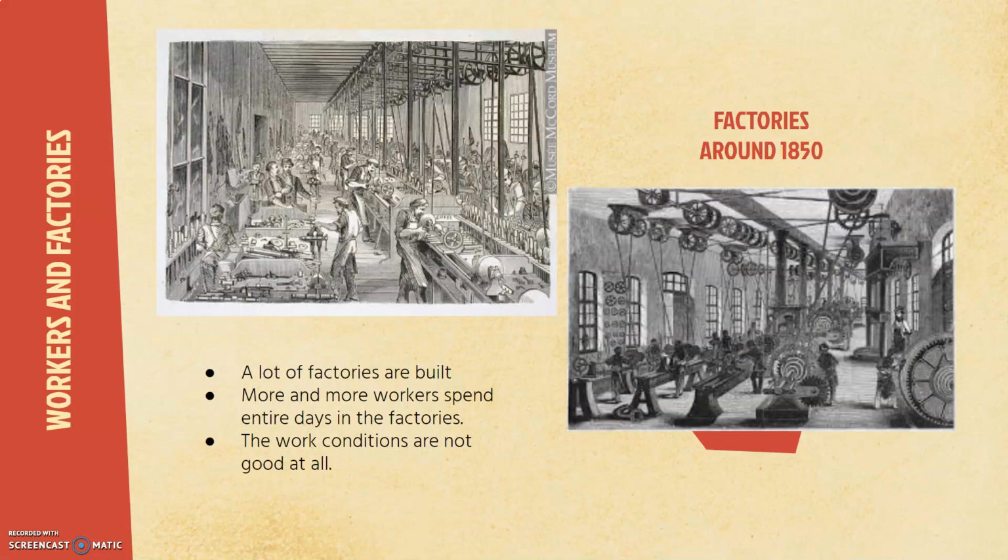So here we have some examples of factories. Here above, you have an example of a factory here. And here you have an example of another factory. Now people work together in factories to produce objects, to produce different kinds of materials, to produce different kinds of objects. Even sometimes food is now going to be processed in factories. So a lot of factories are built.